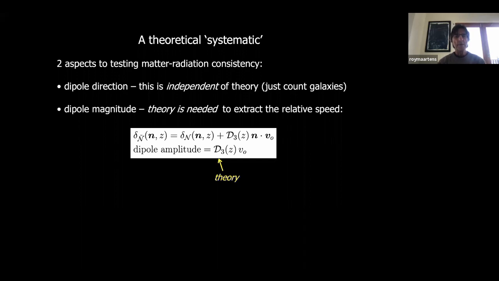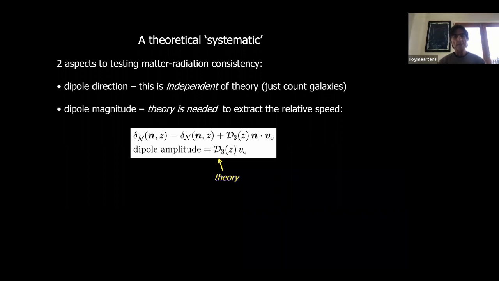The first, the dipole direction. It's important to notice that this determination is independent of theory. We don't need any theory to pick up the direction of the dipole. All we do is count galaxies. I'm not saying that's the best way to do it, but we can do it that way. We can simply divide the sky up into two hemispheres in thousands of different ways, and then by that method find the maximum difference between forward and backward galaxy counts, and then we can determine the direction of the dipole. No theory is needed for that.